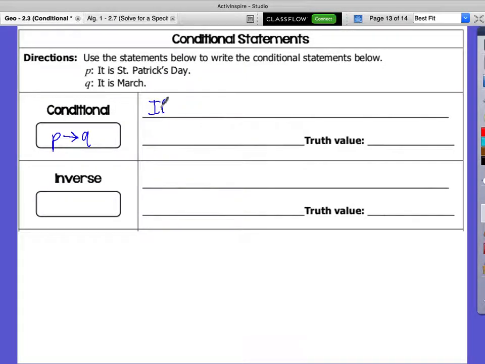If it is St. Patrick's Day, then it is March. Good correction. Now, if it is St. Patrick's Day, is it March? Is that true? Yeah. If it's St. Patrick's Day, it has to be March, because when is St. Patrick's Day? In March. What if it's leap year? It's still in March. Fine.